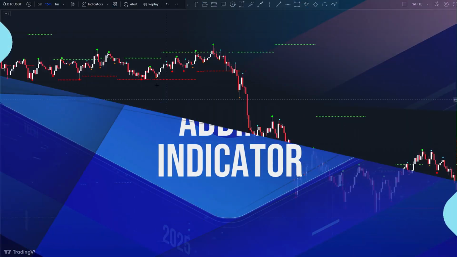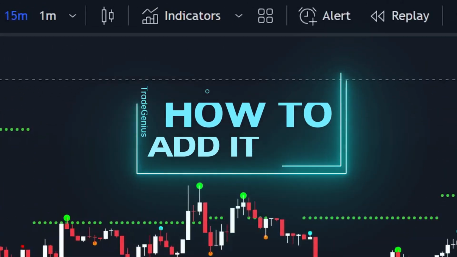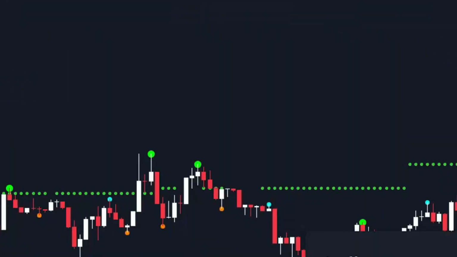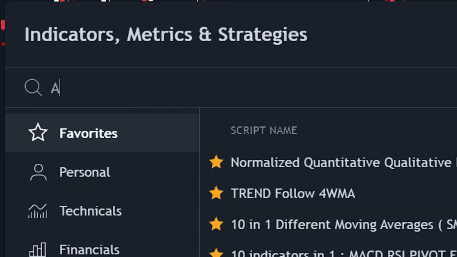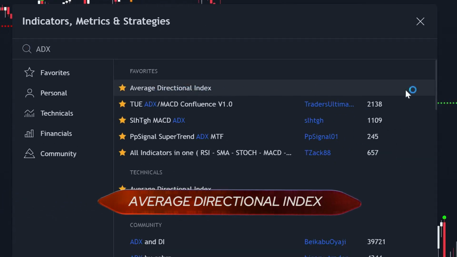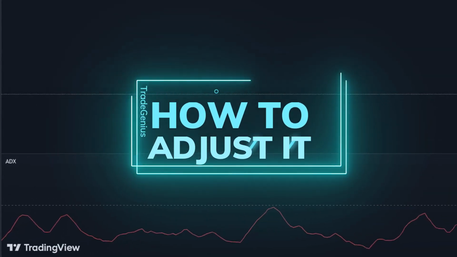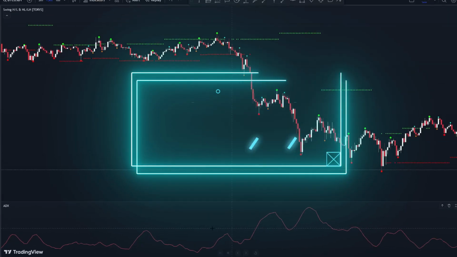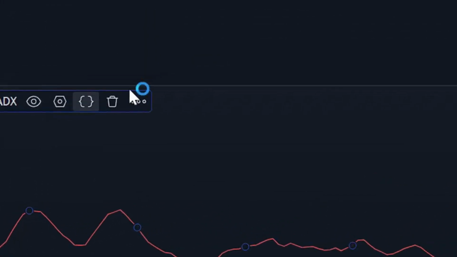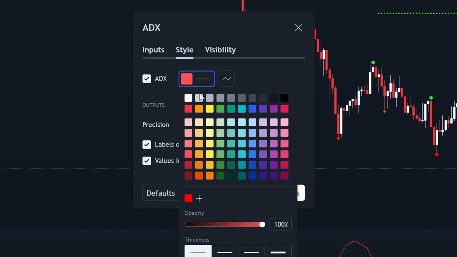We're going to add the ADX indicator to our chart. This bad boy is going to help us a lot with our strategy. But before we use it, let's make a quick adjustment in the indicator settings. We don't need to change anything in the input section. We just want to make the ADX line a bit more visible. You can do that in the Style tab and just tweak it to your liking.